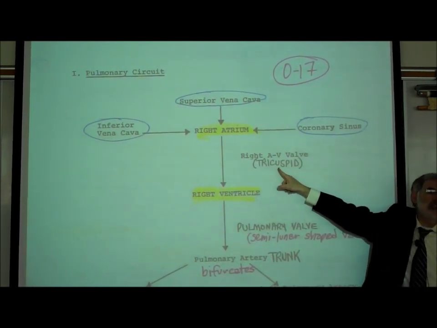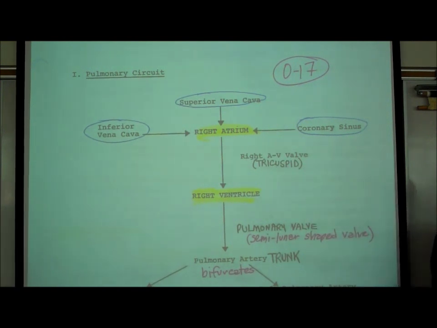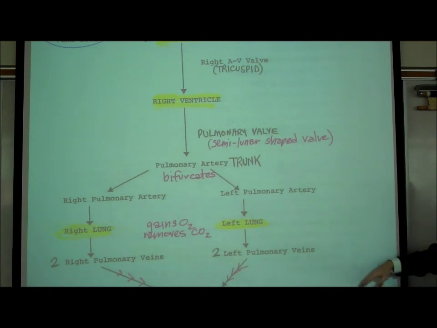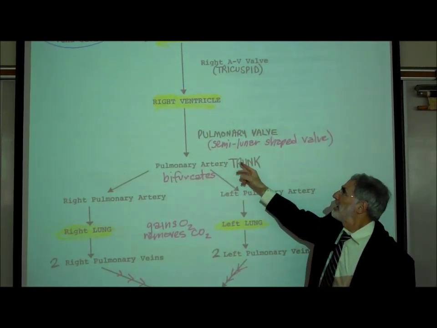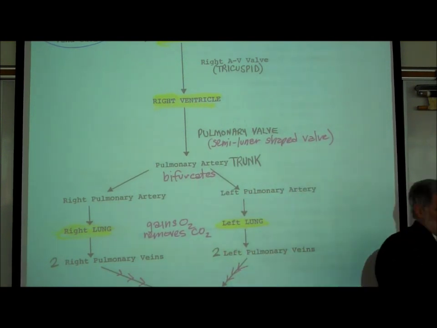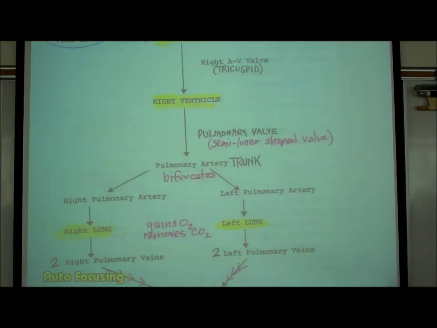And what's the name of the valve right between them? It's called the right AV valve or tricuspid valve. The right ventricle is then going to eject the blood out into the pulmonary artery trunk. But there's a valve right between the right ventricle and the pulmonary artery trunk. We call that the pulmonary valve. It is said to be a semilunar shaped valve. Does everybody see how that summarizes exactly what's happening here?